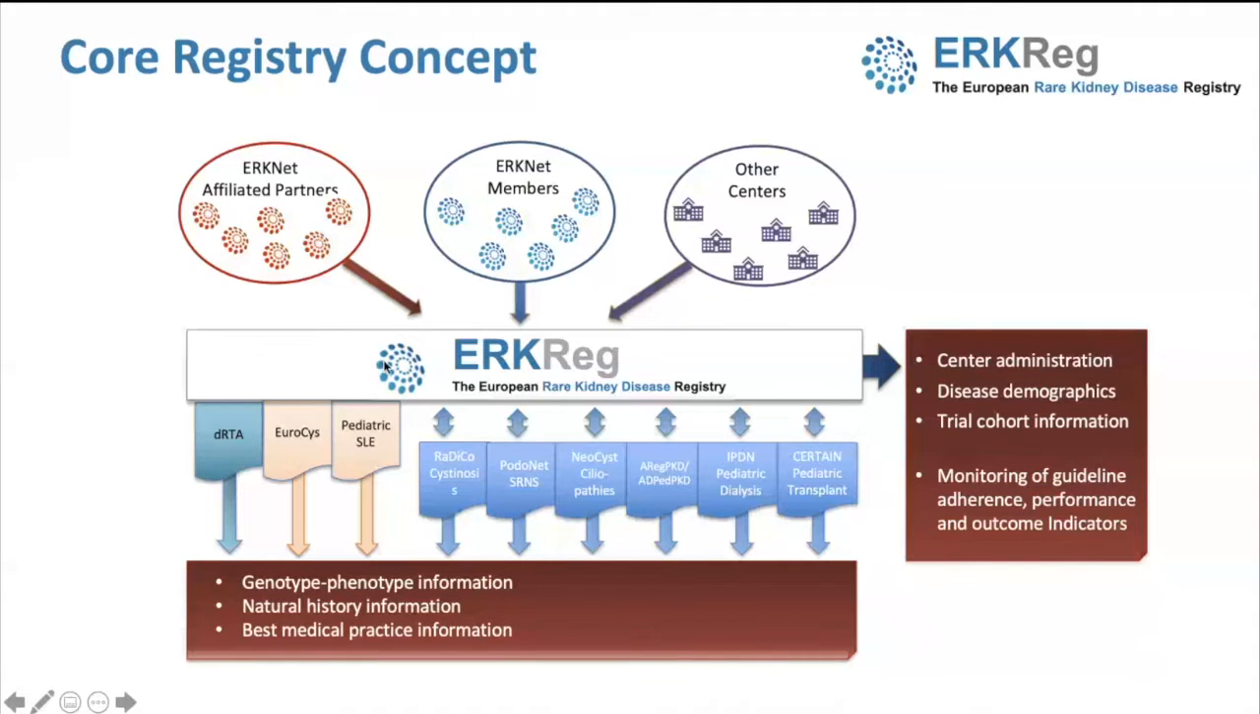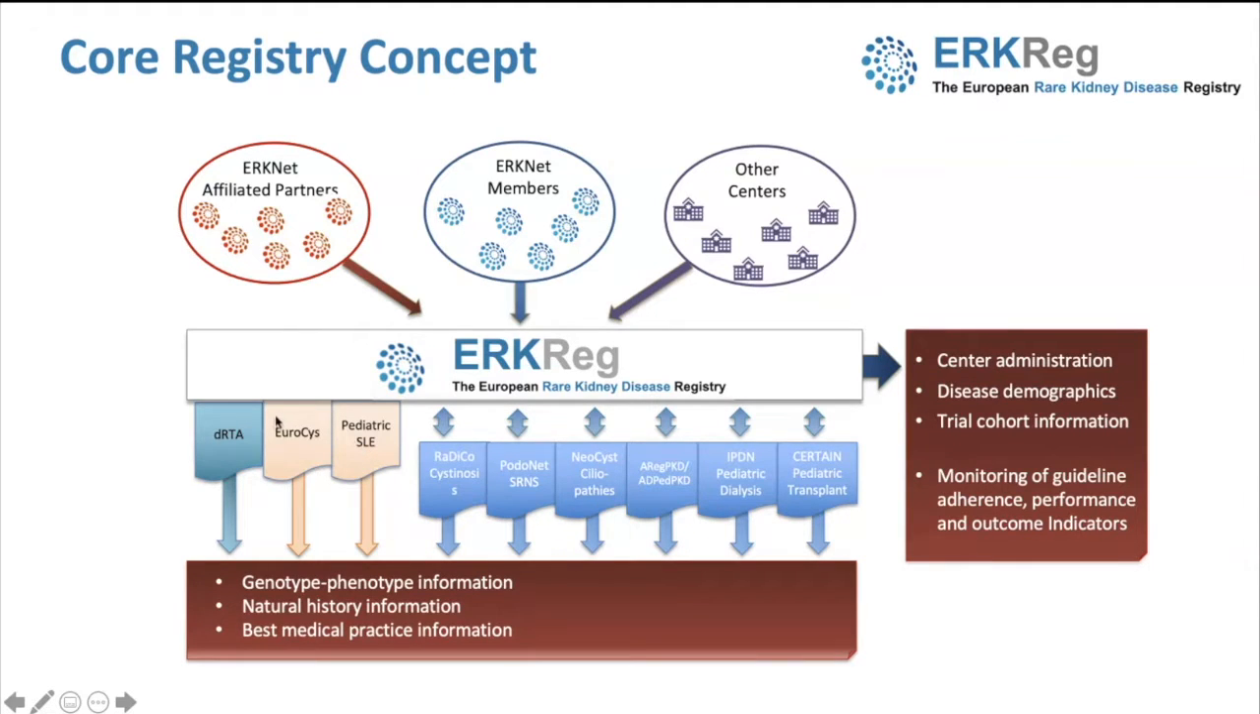And the registry is built in a kind of modular fashion, so we can add sub-registries to the main registry. So if a certain diagnosis is chosen, and there is a sub-registry module, you can click on that sub-registry, and additional questions regarding this particular disease will open up only for this patient. And we have done sub-registries for renal tubular acidosis, cystinuria, and pediatric lupus nephritis.